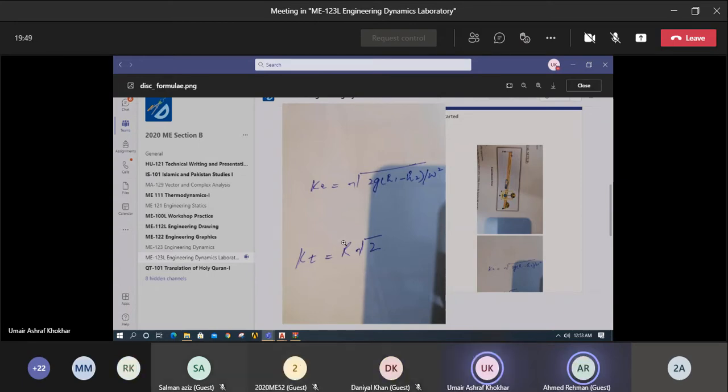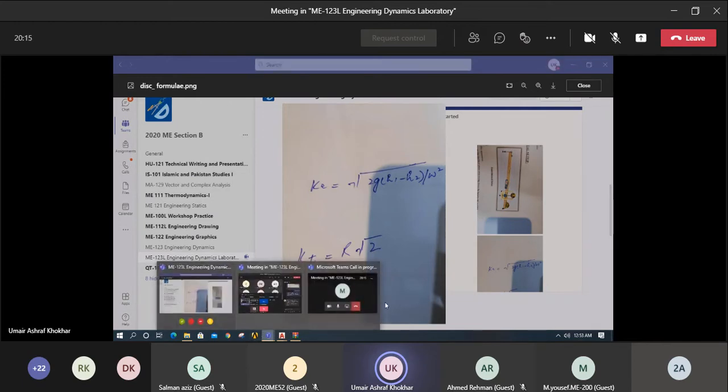See, is the radius of gyration of the disk? Or is this the disk's radius of gyration? Okay? Anybody else? Sir, how can we find the radius? What? Tell me again. Or wait a second.